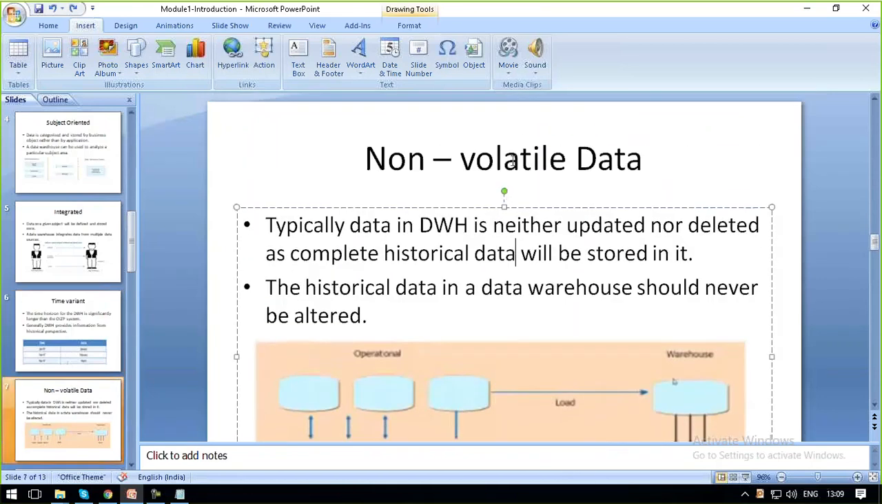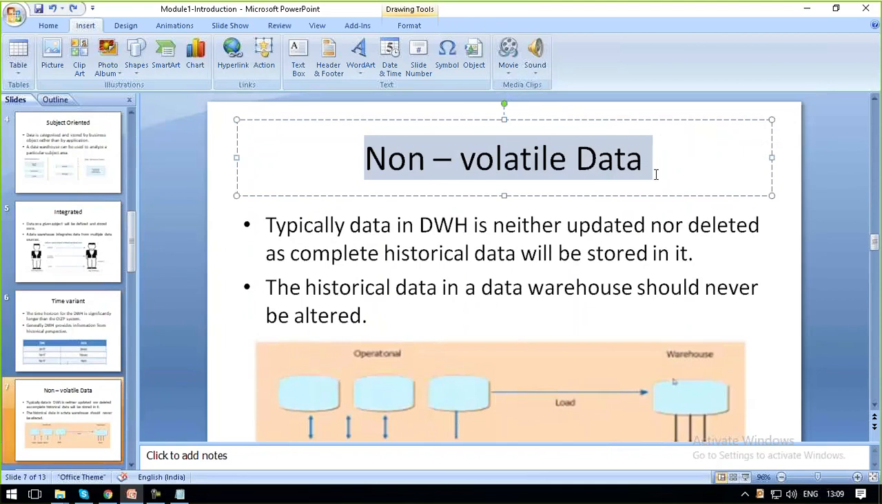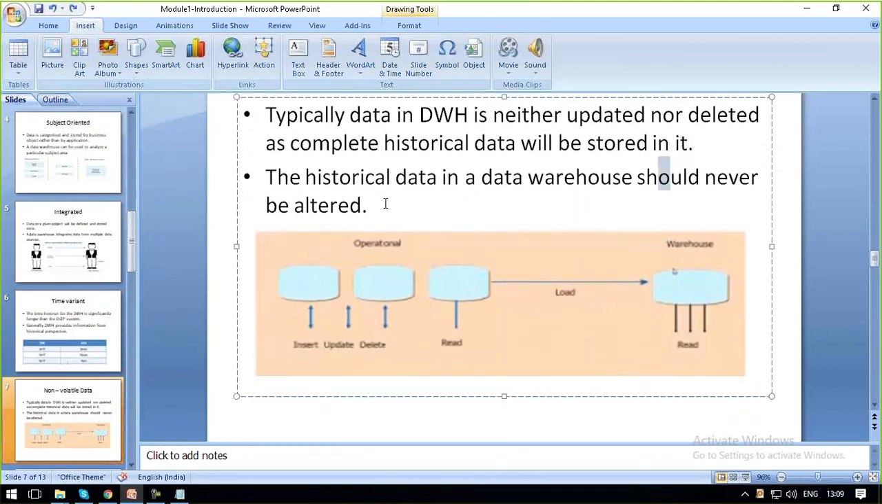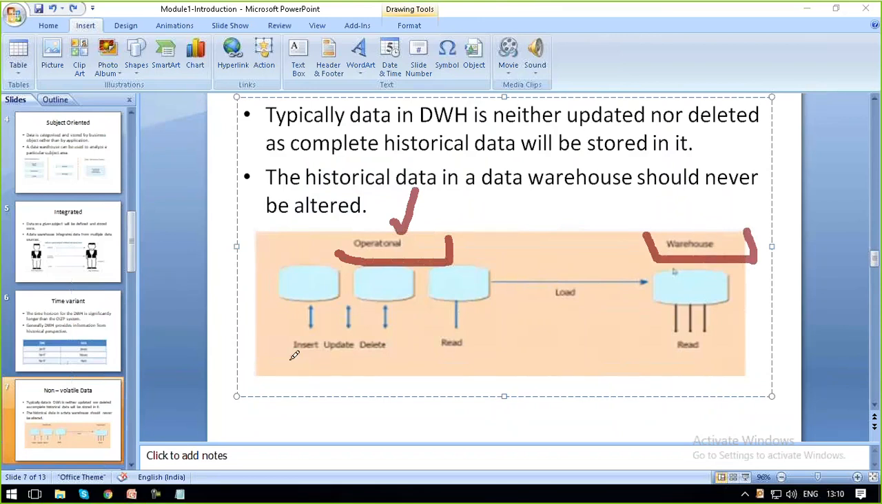Next thing is non-volatile data. It is again a very important concept. Within a data warehouse, we are not going to delete anything, we are not going to update or alter anything, because the complete history is being stored as well as the new data. If you see, this is our OLTP system, the operational system, and this is the data warehouse. Within the operational system, insertion I can do, updation I can do, deletion I can do, and reading also I can do. But within the data warehouse, I'll only upload the data that is being uploaded.